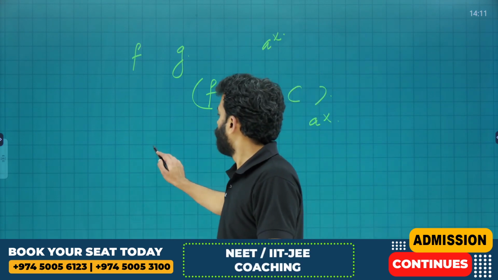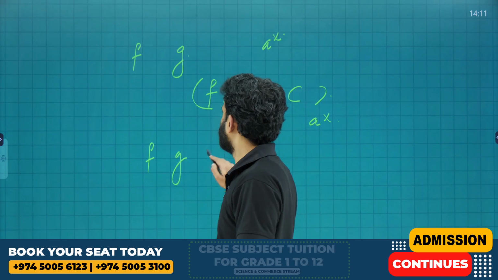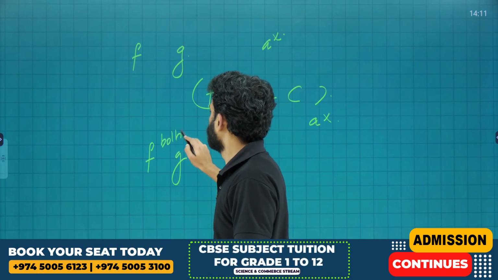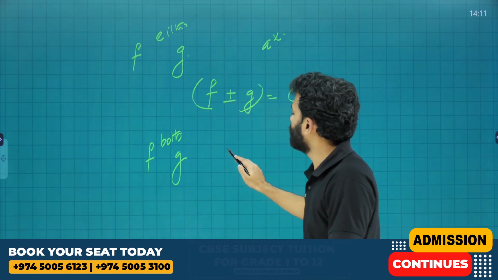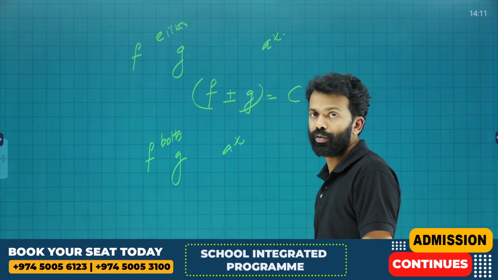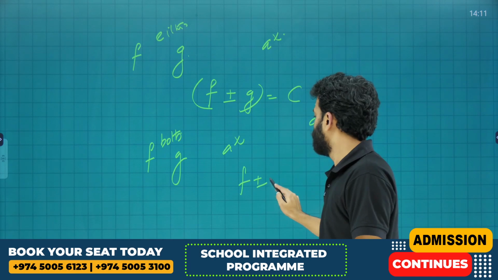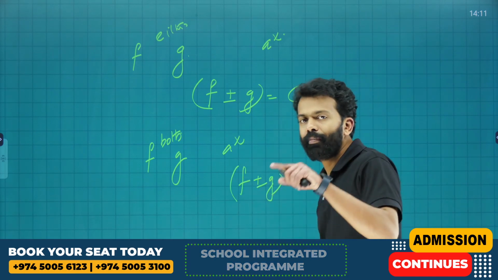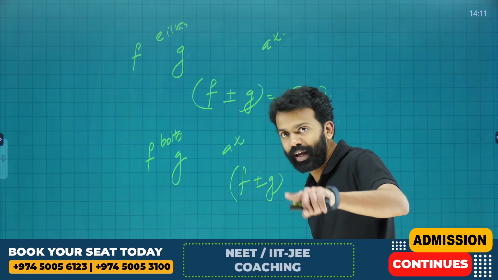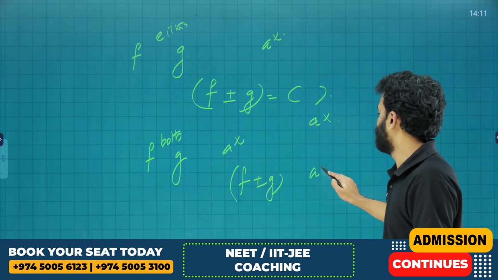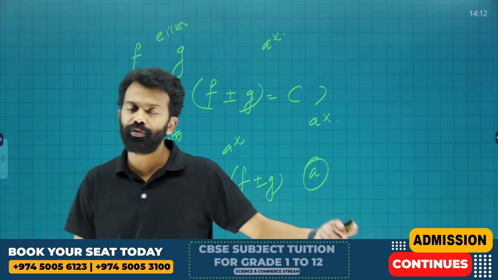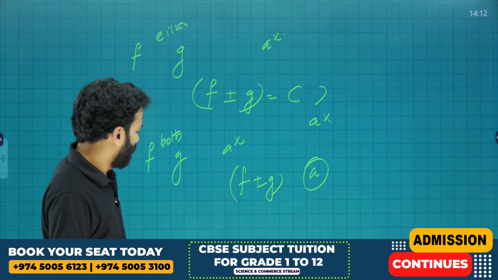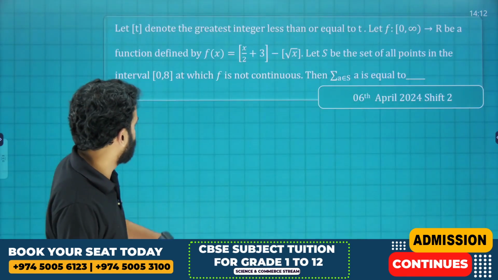That is, if both f and g are discontinuous at x is equal to a, then the resultant sum or difference may or may not be continuous at x is equal to a, which will be continuous or discontinuous. That we need to formulate. Okay, and using this concept, let's try to solve this one.